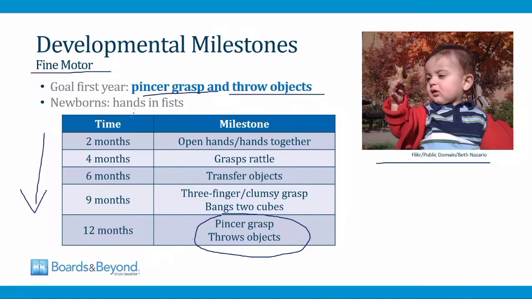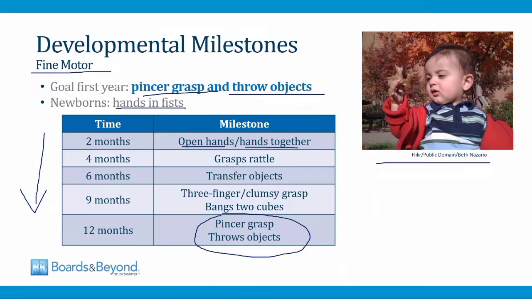And the way to remember this is to think of a newborn that has his or her hands in fists. That's how many babies hold their hands. They're going to gradually over the first year learn to switch from that position into having a pincer grasp. So at 2 months of age, the first thing babies learn to do is how to open their hands up and press their hands together.